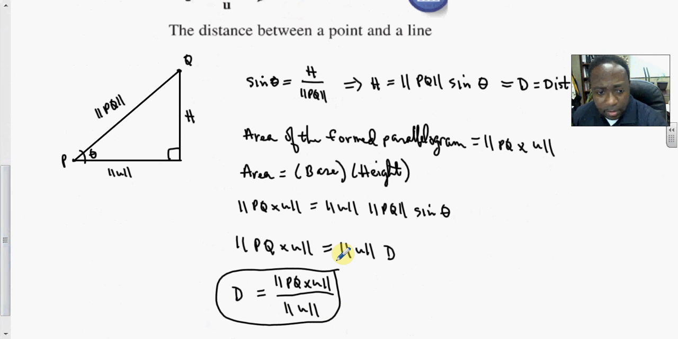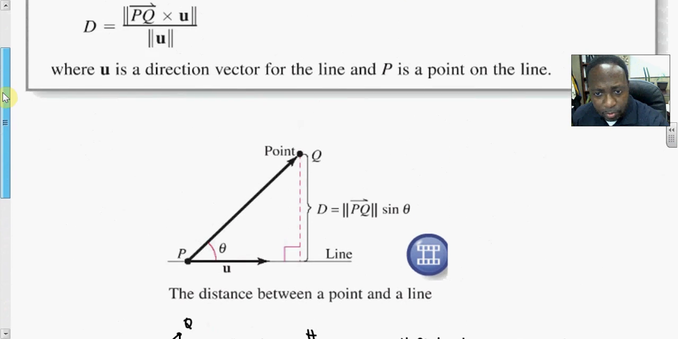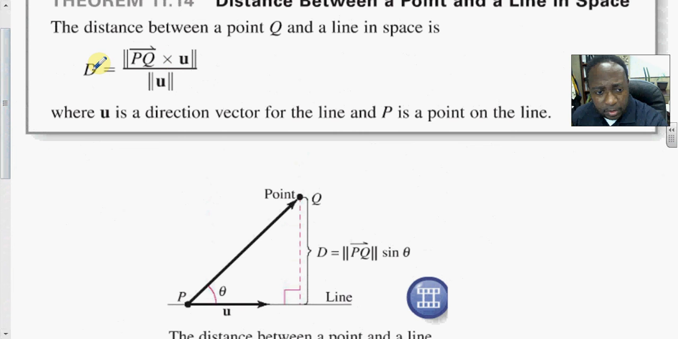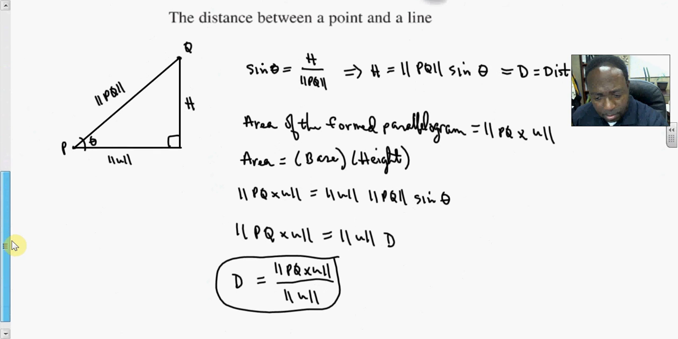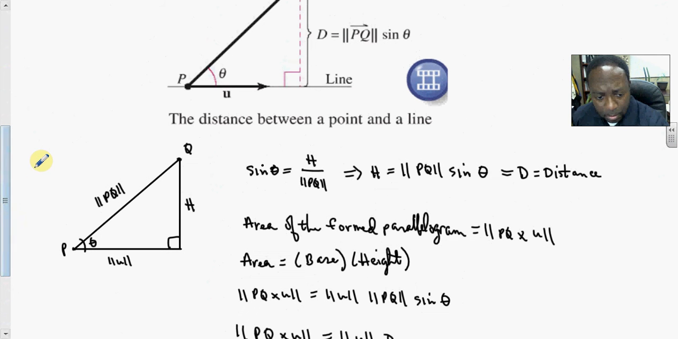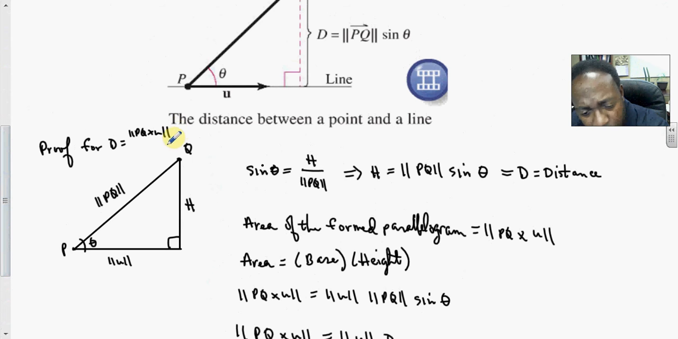I believe that's what we set out to find and to prove. It's the proof that D is actually the norm of the cross product of PQ and U divided by the norm of U.